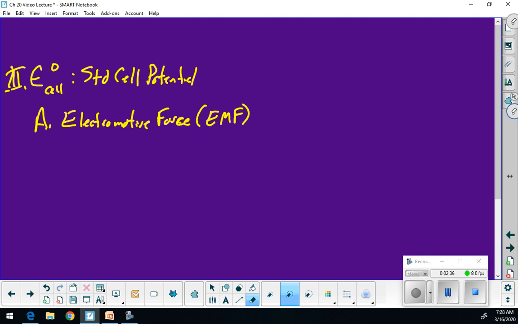I always thought if I had a rock band, I'd name it that, Electromotive Force, and I'd be the lead singer, Max Power, right?